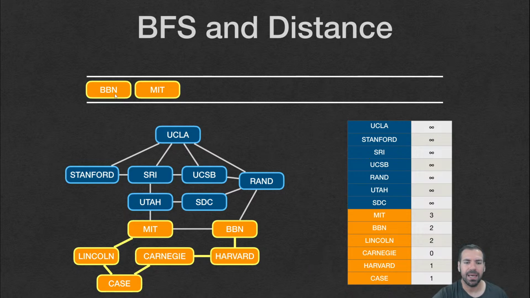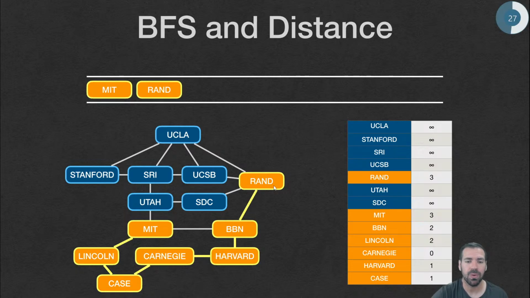And then when BBN checks MIT, it's already going to be explored. So BBN says, MIT has already been explored. I'm not going to do anything. Harvard's been explored, not do anything. Rand, I'm going to explore, in-queue, and set its distance equal to 3.